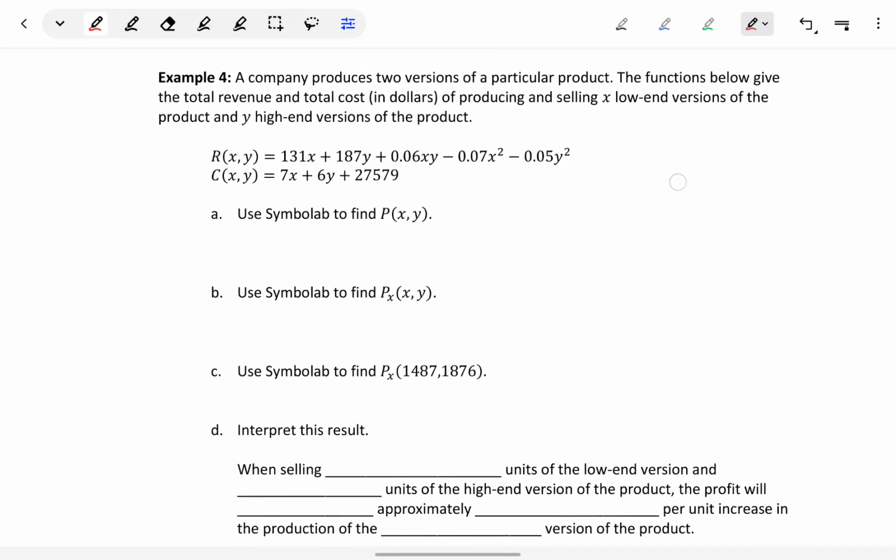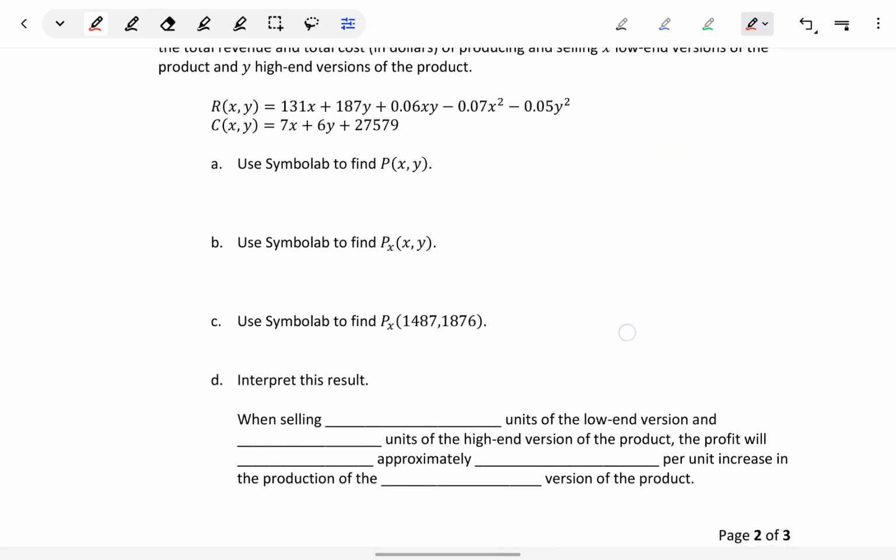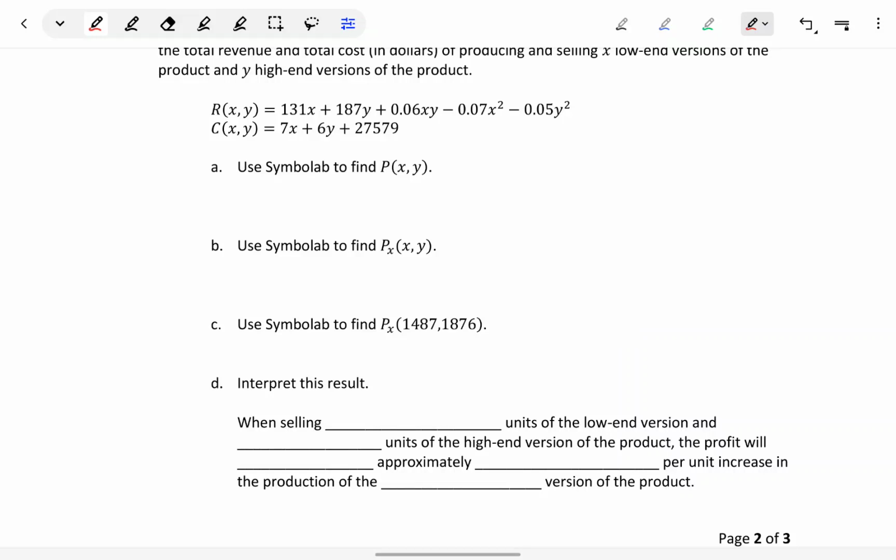In example 4, we have a company that produces 2 versions of a particular product. The function below gives the total revenue and total cost of producing and selling X low-end versions of the product and Y high-end versions of the product. We're asked in part A to find the profit function P of X, Y, and then in part B to find P sub x, that first partial derivative with respect to x.